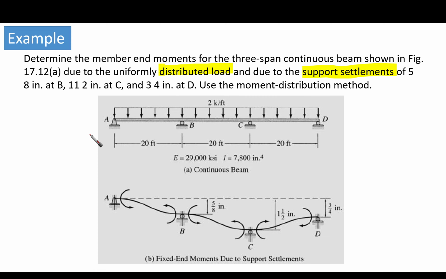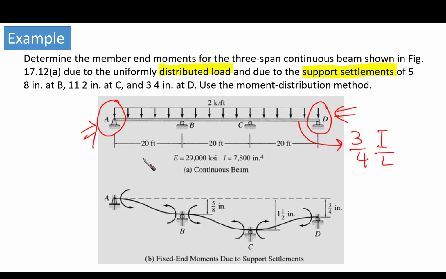Before going, I want to highlight something here. Whenever we have the end spans simply supported, which is point D and point A, this means that the relative stiffness of this span would be 3/4 I over L. And also the relative stiffness for this span AB is going to be 3/4 I over L. Okay, this is number one.